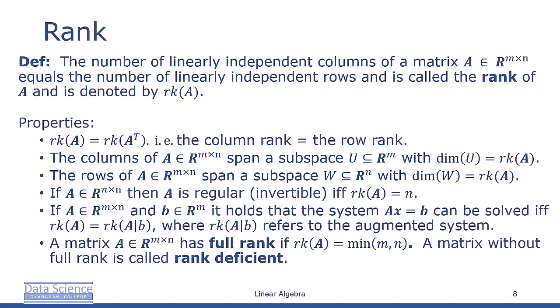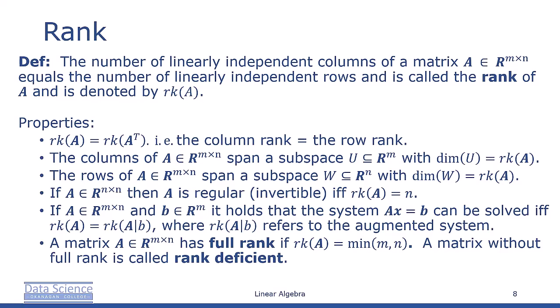The columns of an m by n matrix A span a subspace U of Rm, with the dimension of U equal to the rank of A. Later, we'll call this subspace the image or the range. A basis of U can be found by applying Gaussian elimination to A to identify the pivot columns. The rows of an m by n matrix A span a subspace W of Rn, with dimension of W equal to the rank of A. A basis of W can be found by applying Gaussian elimination to A transpose.